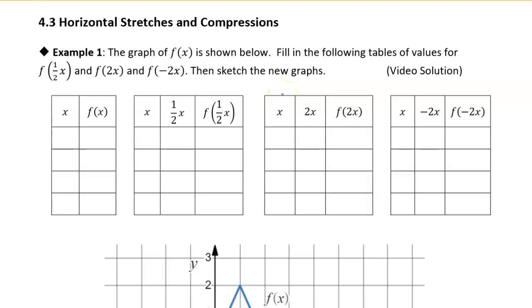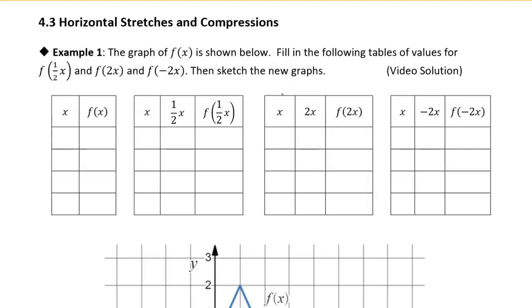All right, so now we're going to look at horizontal stretches and compressions. And just like horizontal shifts involve a change to the input, an inside change, horizontal stretches and compressions involve a change to the input as well, but it's a multiplier this time, just like vertical stretches and compressions involve the multiplier. So do the horizontal stretches and compressions.